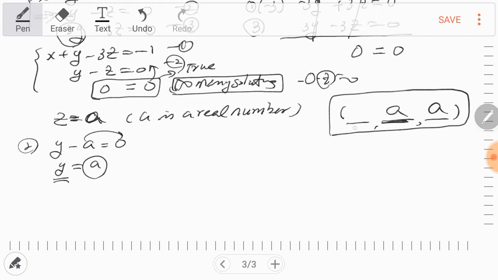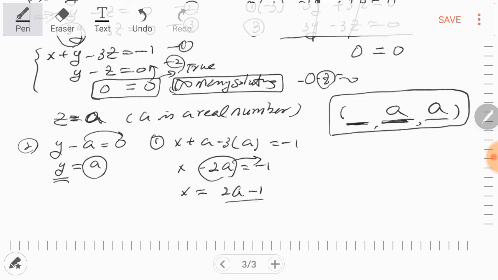Okay, how about x? What's the format of x? We can use the first equation to write x in terms of a. So x plus y, where y is a, minus 3 times z, where z is also a, equals negative 1. Then x minus 2a equals negative 1. Then x equals, move negative 2a to the other side, 2a minus 1. So x can be written as 2a minus 1.